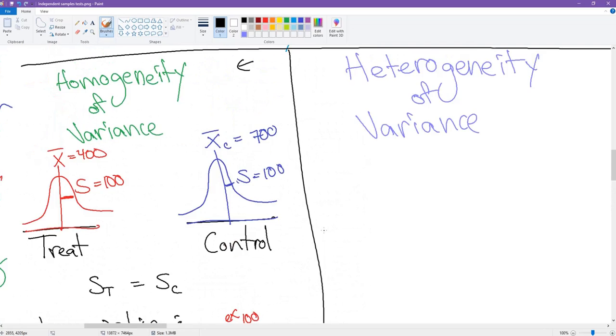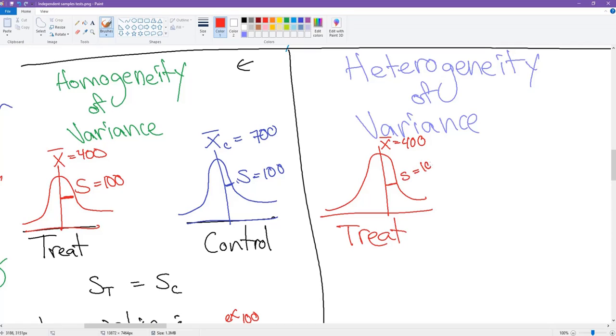Cool. That's how I figure out if I have homogeneity of variance. So let's try to figure out what it looks like if we have heterogeneity of variance. There are actually a lot of different ways that you can have heterogeneity of variance. It basically just means my variances are different between my two groups. So let's pretend that we have this as our treatment group with a mean of 400, and I'm going to pretend that I have a standard deviation of 100 again, 100 grams. Now let me go and draw my control group.